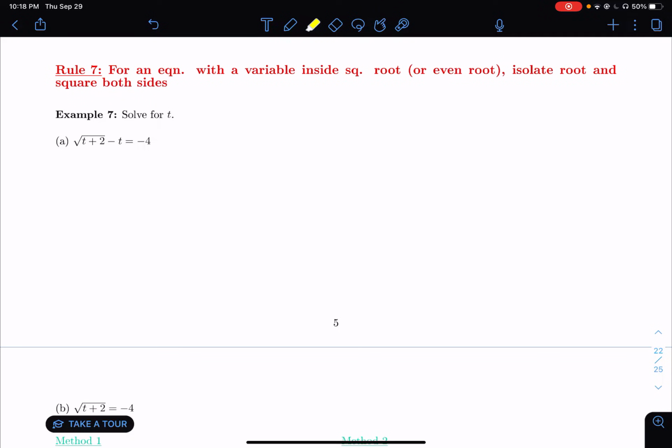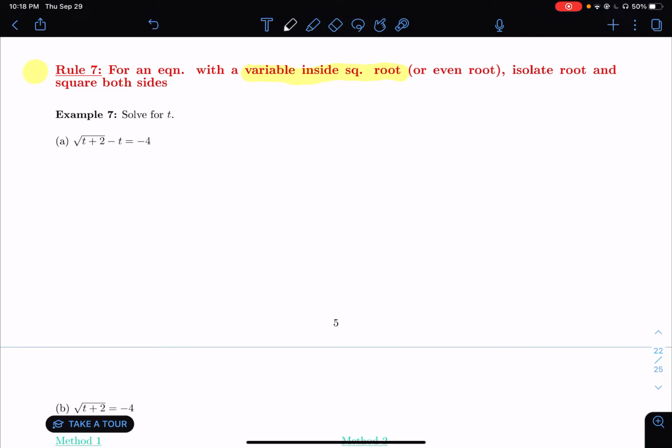In this video, we'll talk about rule number 7 for solving equations, which says that if you have an equation that has a variable inside of a square root, or more generally, a variable inside of any type of even root, which could be a fourth root or a sixth root, we want to try to isolate the root and then square both sides to get rid of the root.